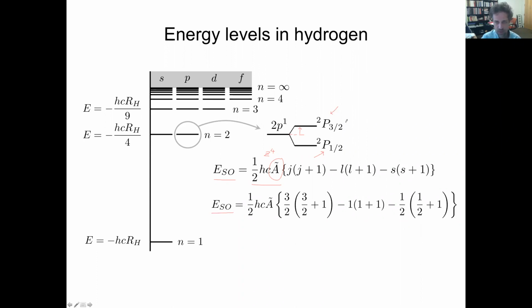So we just fill out the numbers for this state. We know that J equals 3/2. That's the J right here. This is the J value. The L value is 1 because the electron is in a p state.